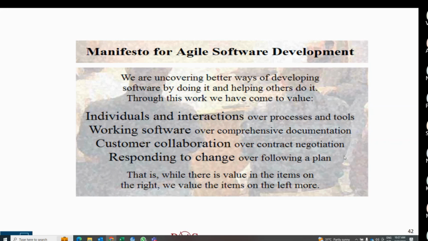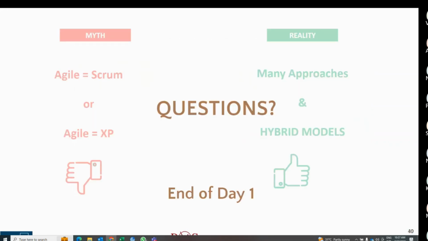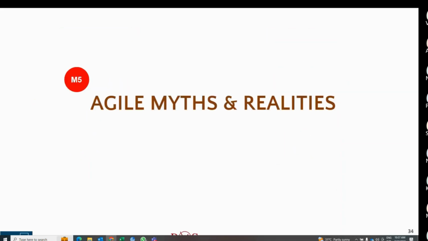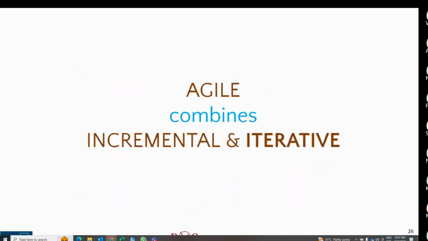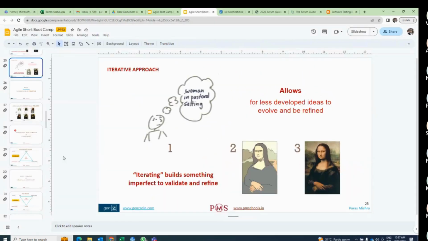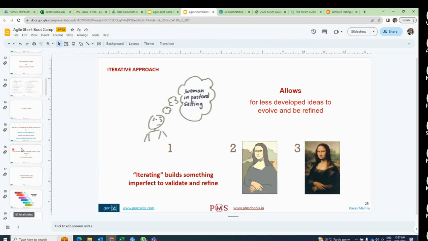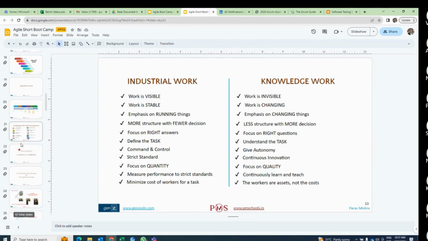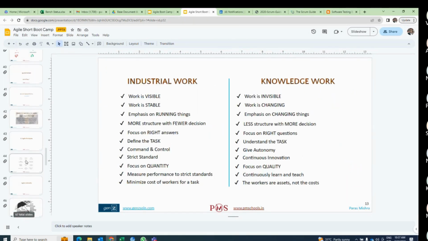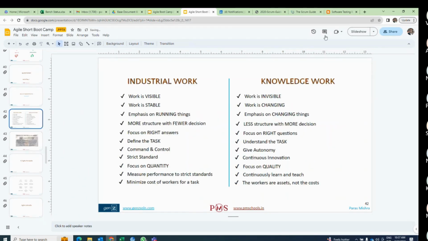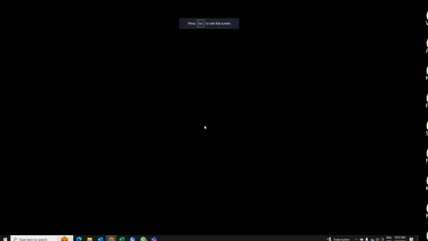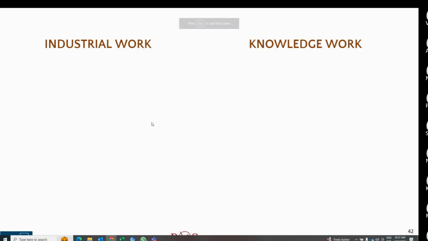When we talk about the industrial work, if you remember, let me go very quickly to that slide. What I can do is copy and paste that slide so that you can have the reference. I need not go back every time. Okay, if you remember this slide, we talked about it here.